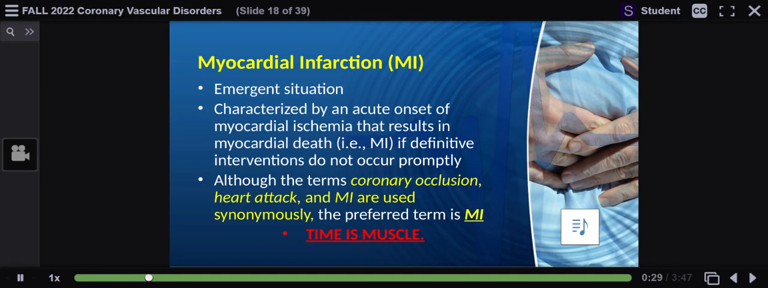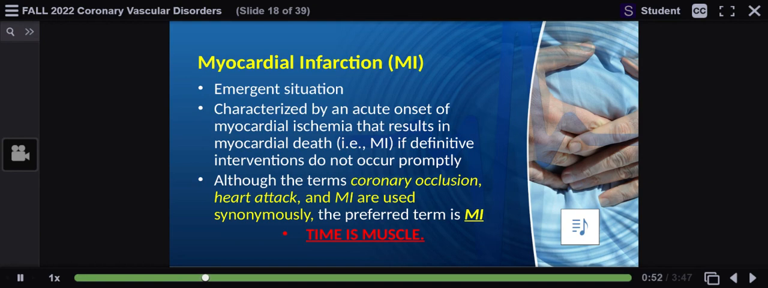So, although the terms coronary occlusion, heart attack, and myocardial infarction are used synonymously, the preferred term here is myocardial infarction. So, the spectrum of acute coronary syndrome includes your unstable angina, your ST elevation MI, and your non ST elevation MI.